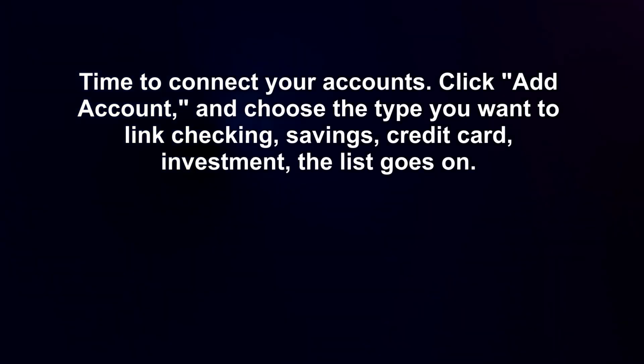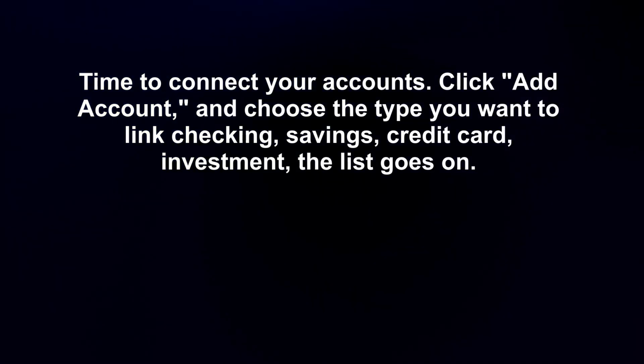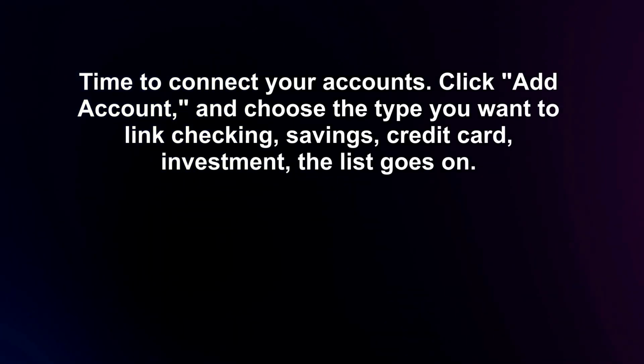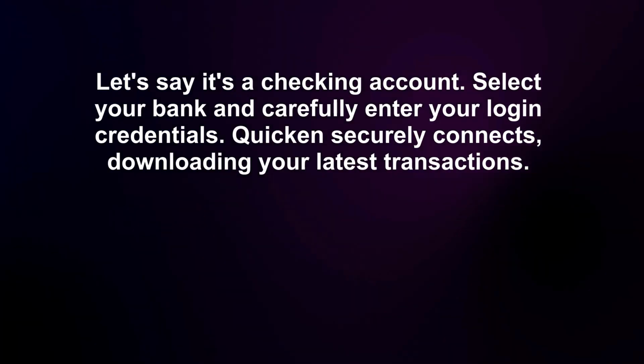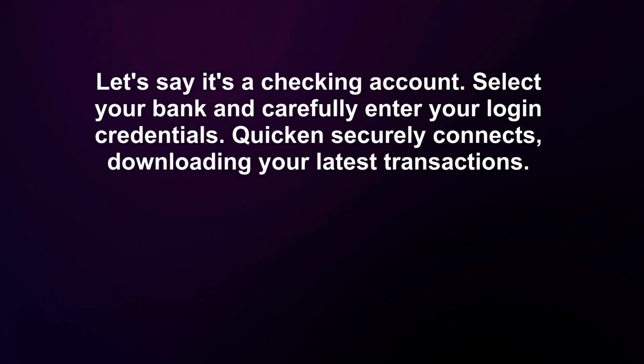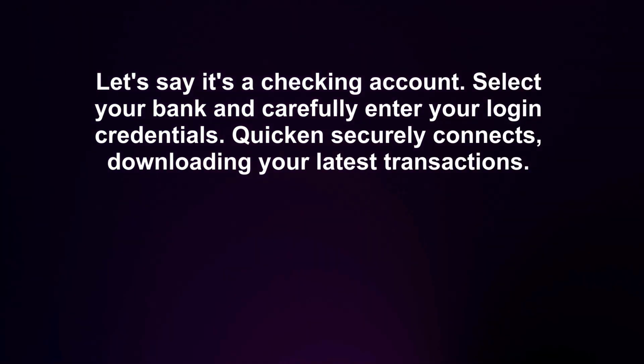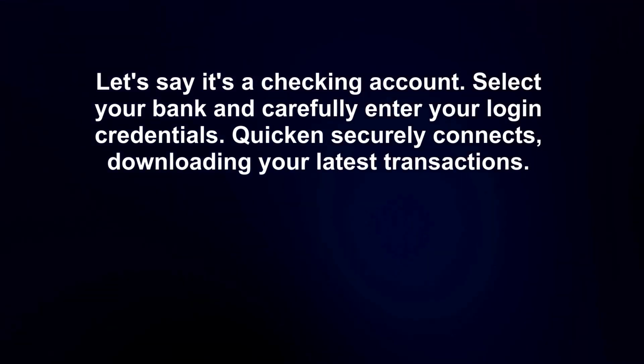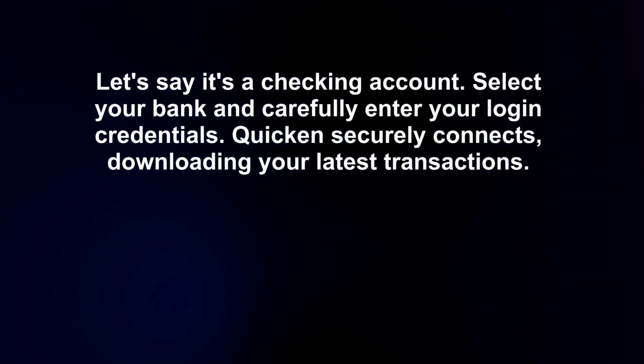Click Add Account and choose the type you want to link: checking, savings, credit card, investment, the list goes on. Let's say it's a checking account. Select your bank and carefully enter your login credentials. Quicken securely connects, downloading your latest transactions.